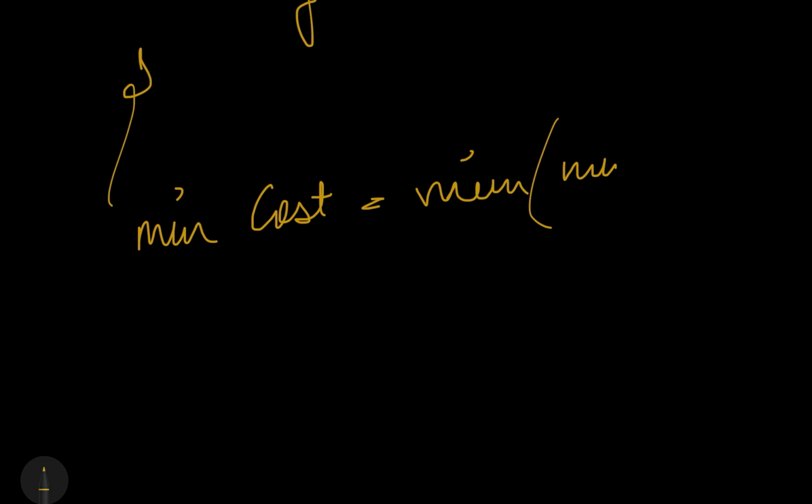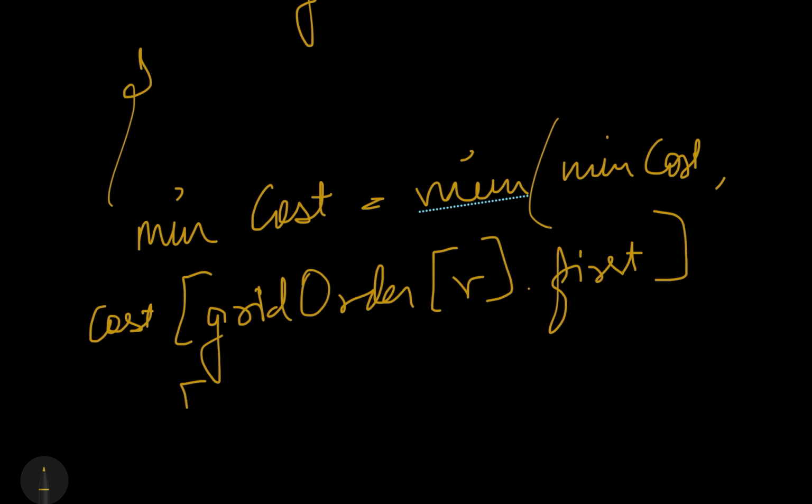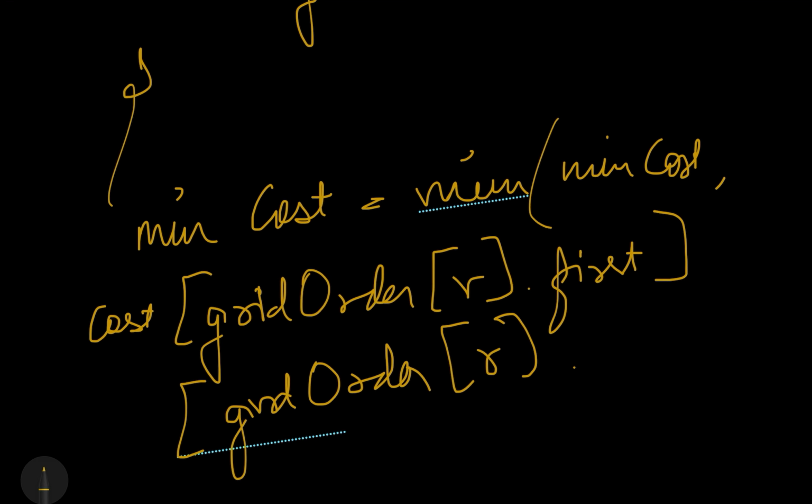Okay, if this is so, we'll track the cheapest way to reach the cost, which is: minimum cost is equal to minimum of min cost, comma, cost of grid order of r dot first and grid order of r dot second.